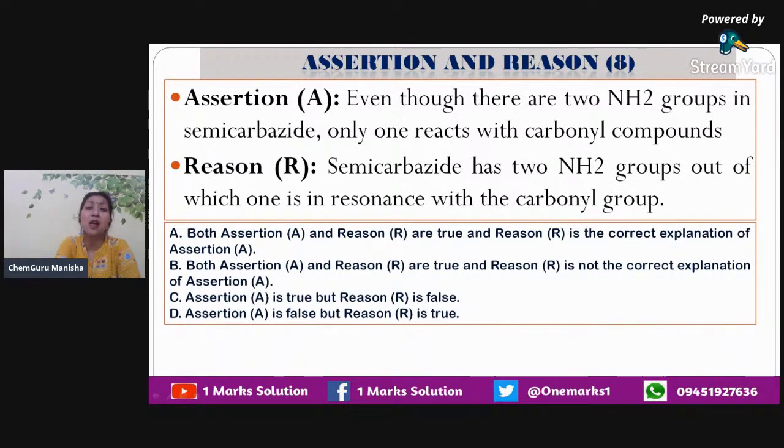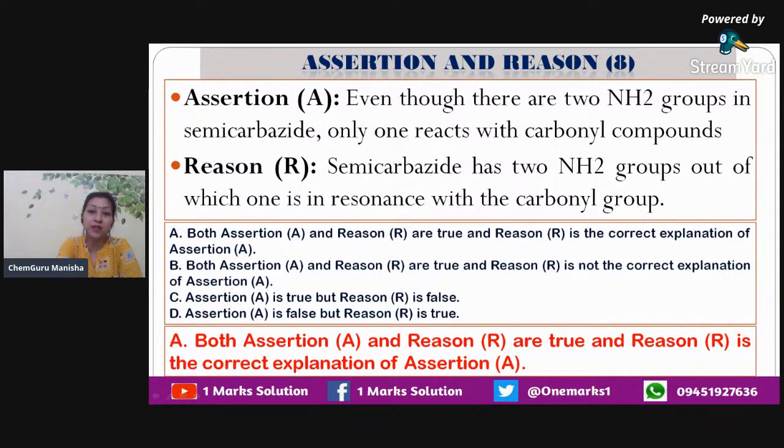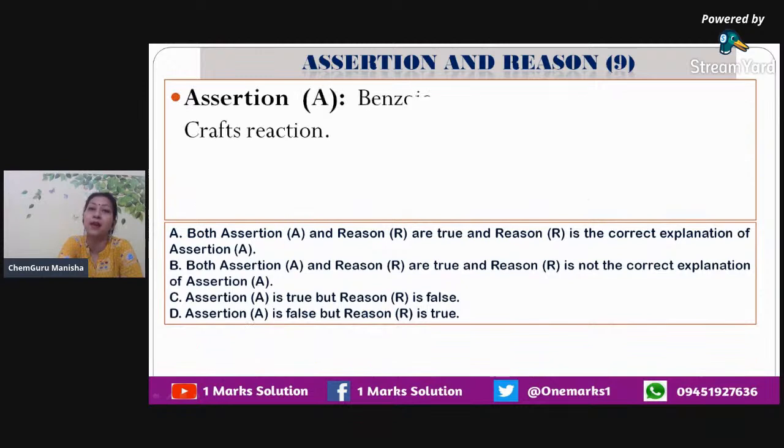Next statement that we have is even though there are two NH2 groups in semicarbazide, only one reacts with carbonyl compounds. Why? Because the other one cannot be in resonance simultaneously. Both the NH2 cannot participate in the reaction. And the reason is explaining the same. That is why assertion is true, reason is also true, and they're explaining each other. Semicarbazide is NH2, CO, NH, NH2. So only one NH2 will participate. If both participate, then resonance stabilization cannot happen.